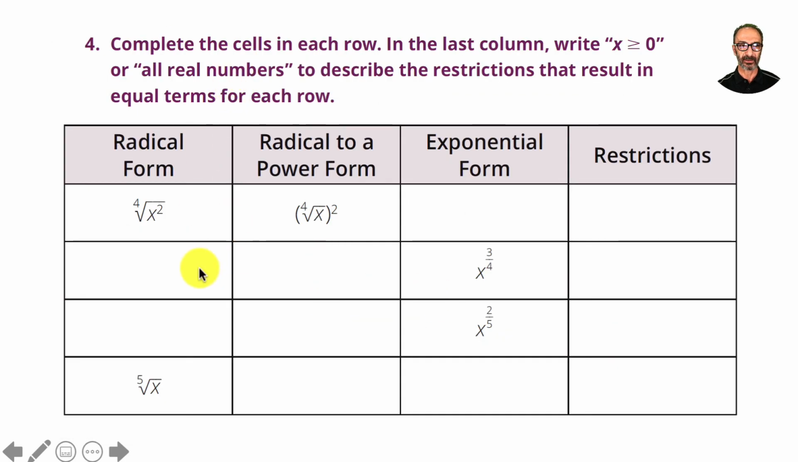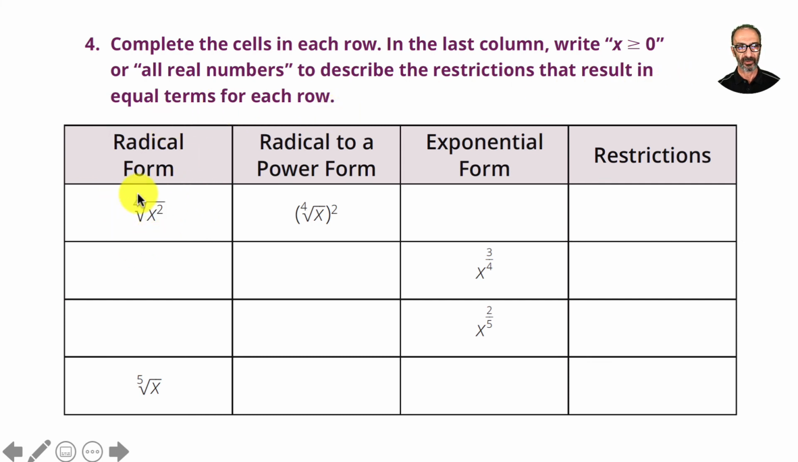Complete the cells right here. In each row, in the last column, write x is greater than or equal to 0, restricted domain, or all real numbers for the domain, to describe the restrictions that result in equal terms for each row.